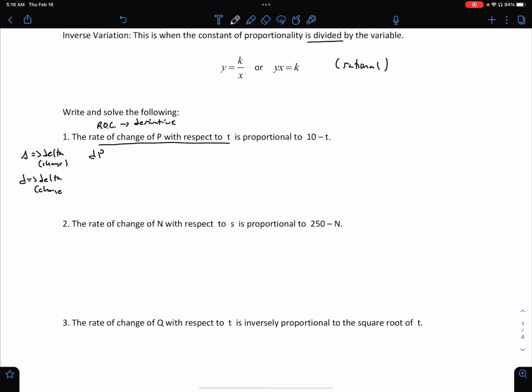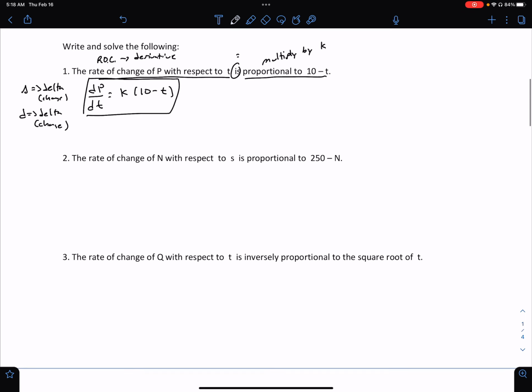So dp/dt. And then it says "is," which of course in mathematics means equals. And we say proportional to 10 minus t. When we say proportional, this means that we are going to multiply by k. So we'll say this is k times 10 minus t. And today we're going to work on solving this.